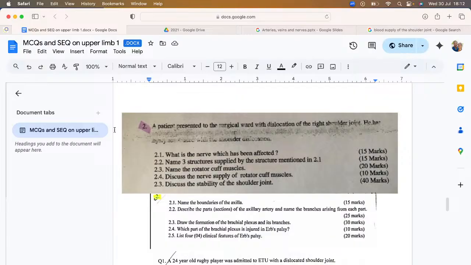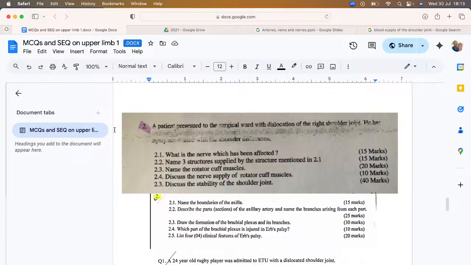Okay, so now the first question, I know it's not very legible, but it's about a patient that's presented to the surgical ward with dislocation of the right shoulder joint. This is a very common question that you are going to have for your second MB exam, and it's been coming almost every single year. Whether it's coming to supplementary or to the proper paper, it's a question that you'll have to answer at some point. Okay, so let's see what the question entails.